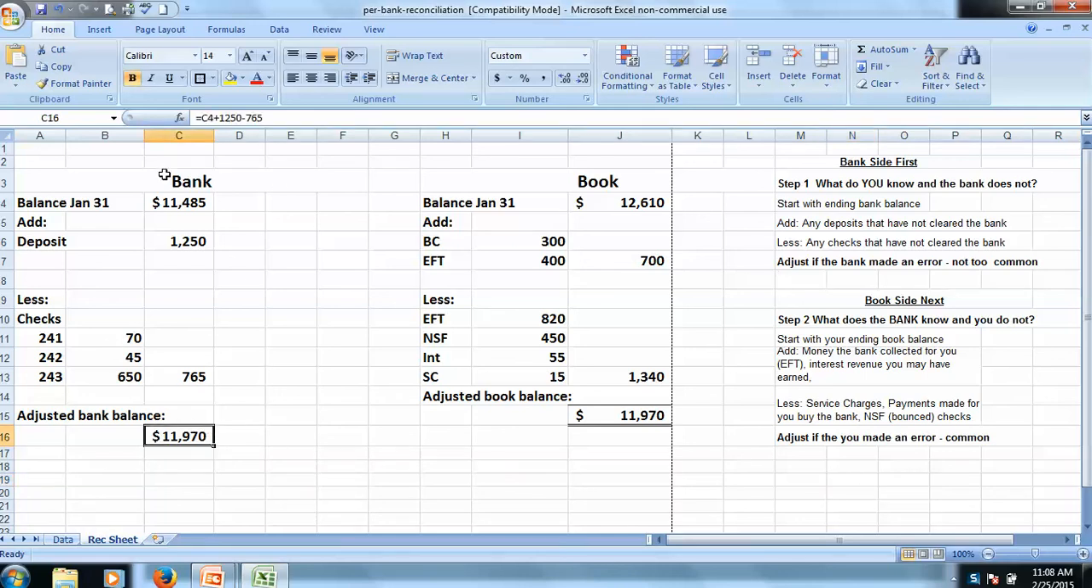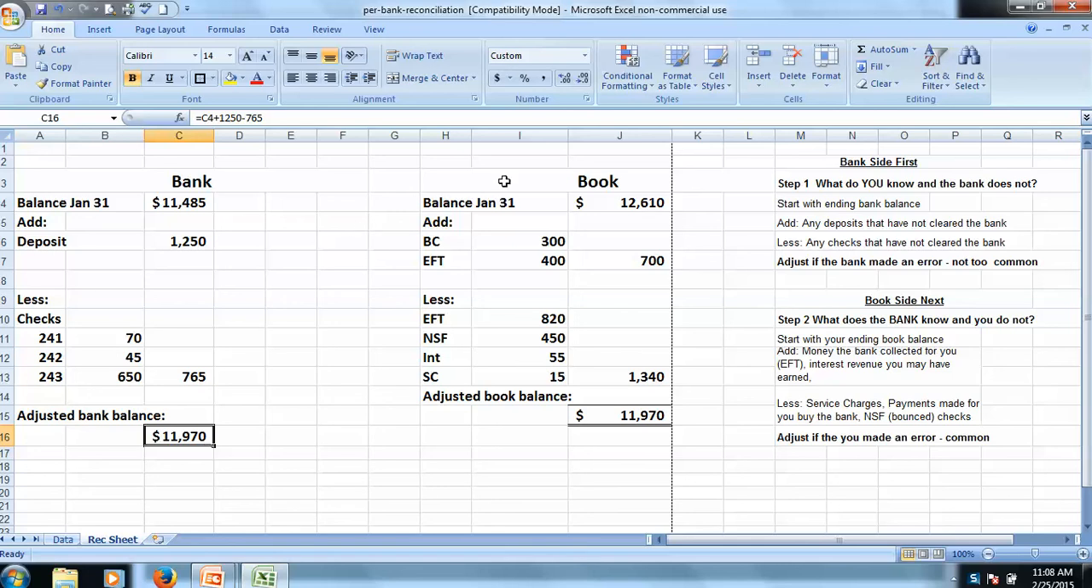So to reiterate, we start with the ending balance that the bank believes it has, that we have. We're going to add any deposits that the bank has not seen to the bank ending balance. We'll subtract out any checks that the bank doesn't know we've written, and that will give us the adjusted bank balance. Step 2 is going to reconcile the book side.